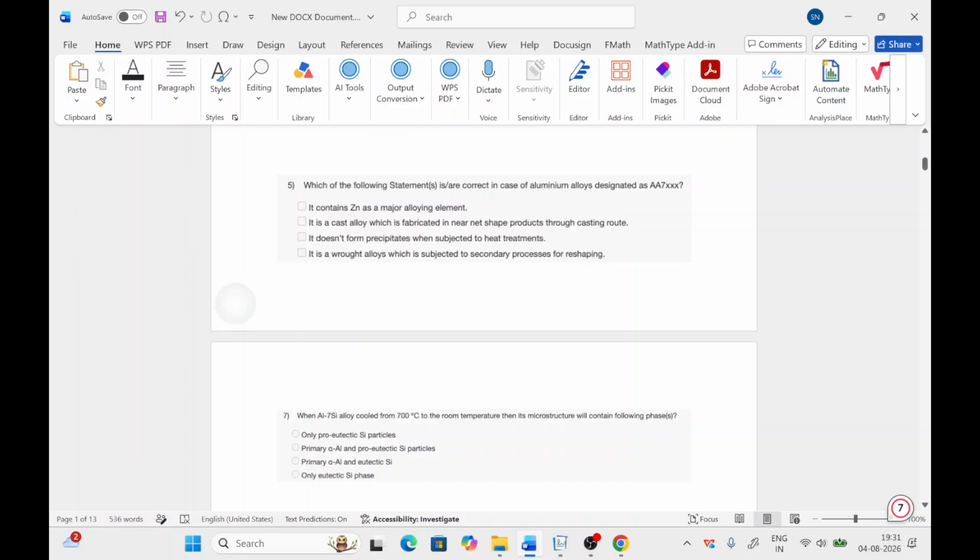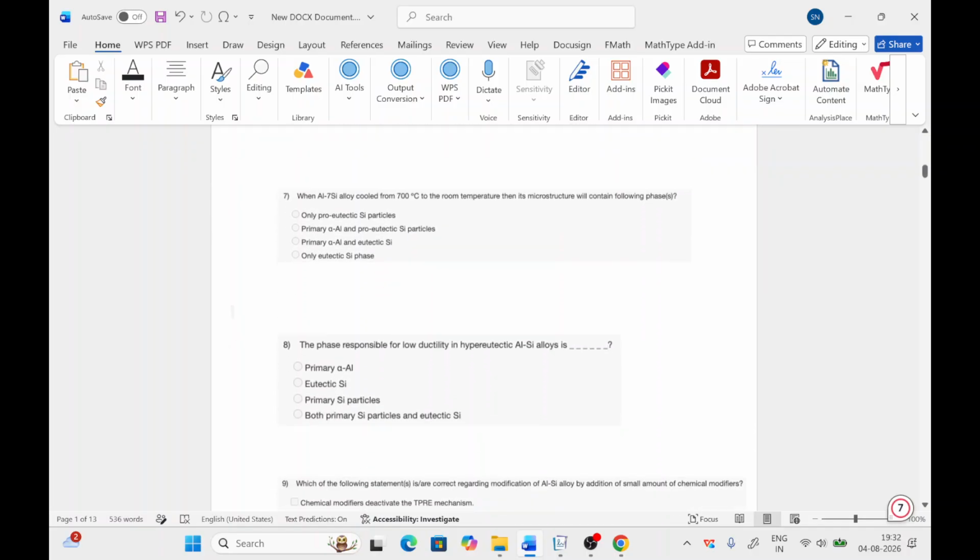Which of the following statements are correct in case of aluminum alloy designation AA7XXX? It contains zinc as a major alloying element. It is correct. It is a cast alloy which is fabricated in near-net shape products through casting route. This is not correct. It doesn't form precipitate when subjected to heat treatment. No, it is heat treatable. It is a wrought alloy which is subjected to secondary processes for reshaping. So first and second options are correct.